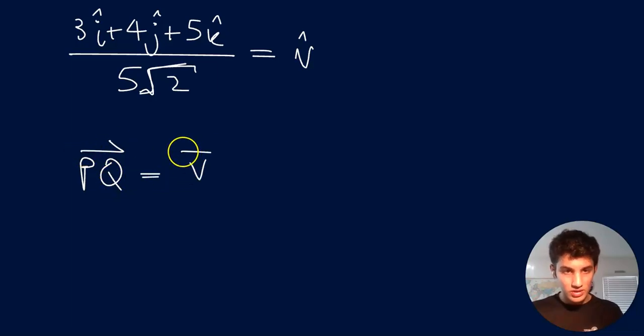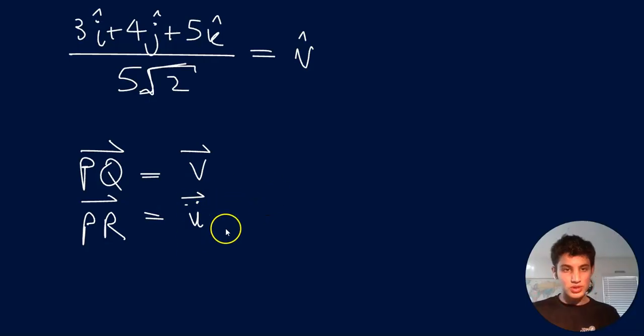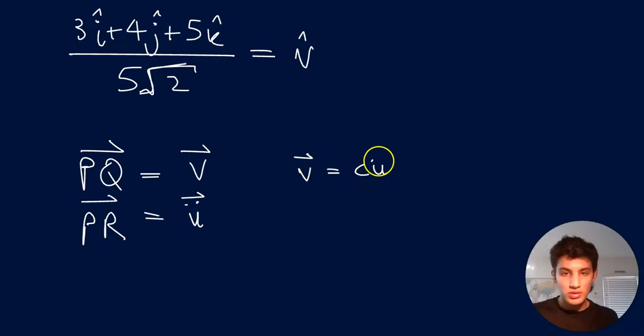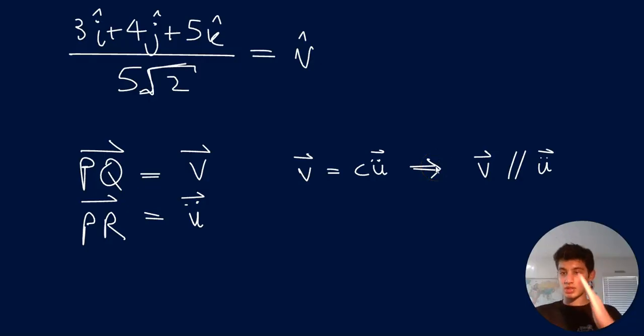So let's just call this v. And then let's say PR is u. And I'll put the dots on u so you see. It's an umlaut, I think. PQ, PR. If we can write v as some scalar multiple of u, now they're parallel, right? So this would imply that v is parallel to u. And all that means is that the vectors are going in the same direction, and you can kind of translate them around and get to the same thing.